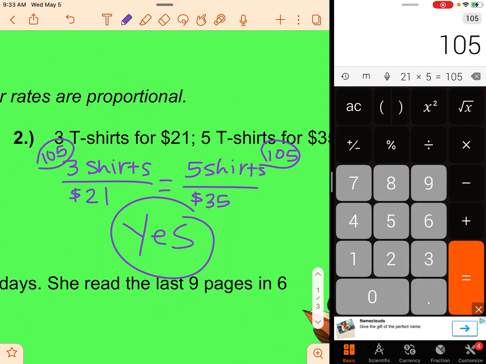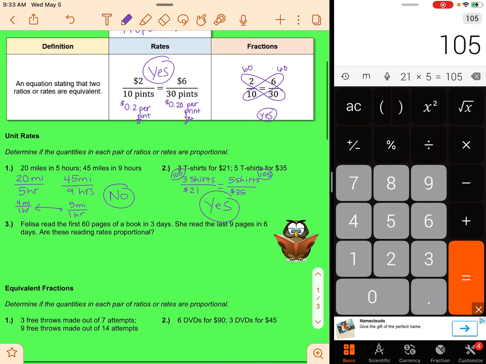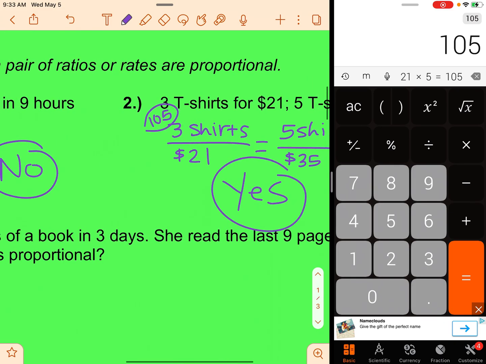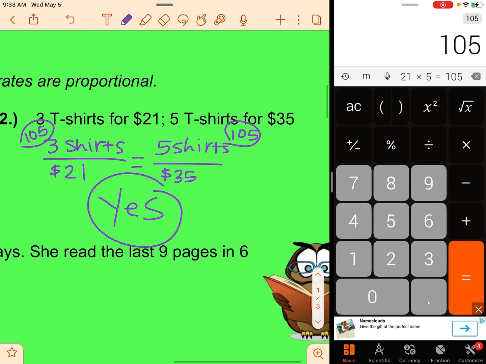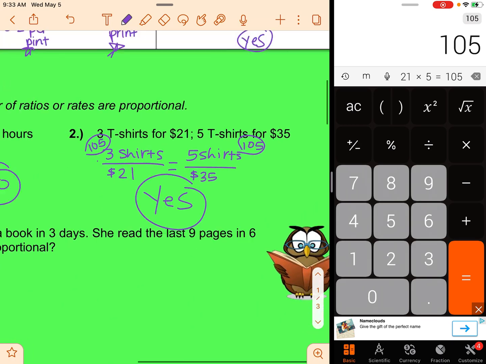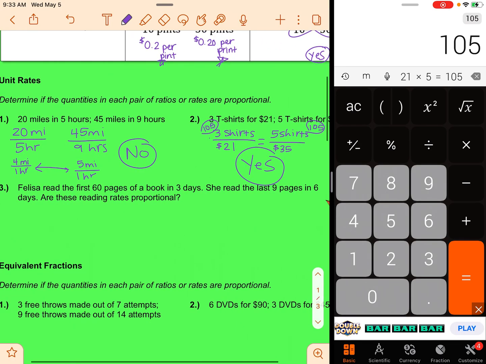So we would say yes. Okay, so there's two different ways you could do it. You could find the unit rate, or you could cross multiply and make sure that they are equal. Alright, so let's take a look at our word problem.